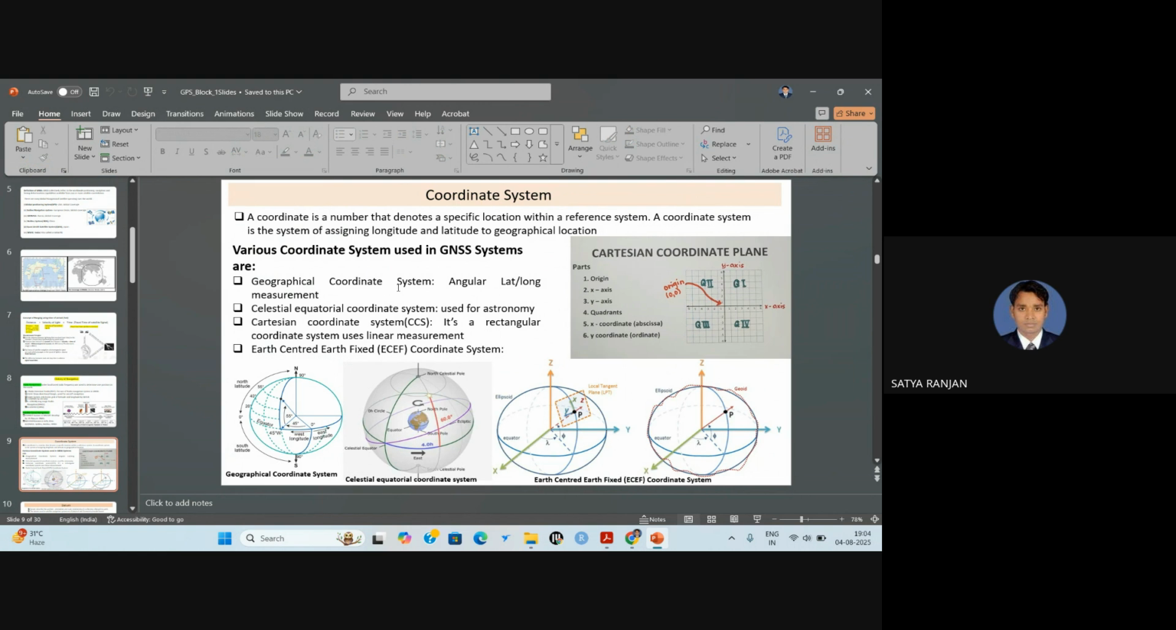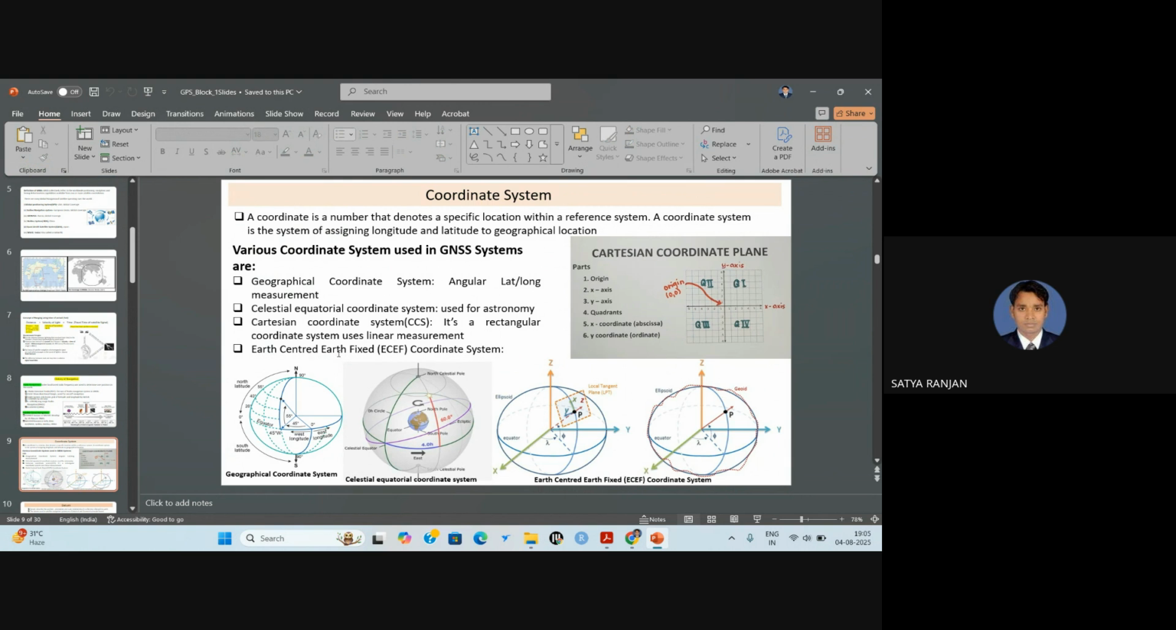Then the Cartesian coordinate system, a rectangular coordinate system that is used in linear measurement. It is an XY coordinate system. For latitude and longitude in the Cartesian coordinate system, that is in XY, there are four quadrants. Each quadrant has different positions of the world, signifying some position in the XY coordinate system. Then height is in Z form.